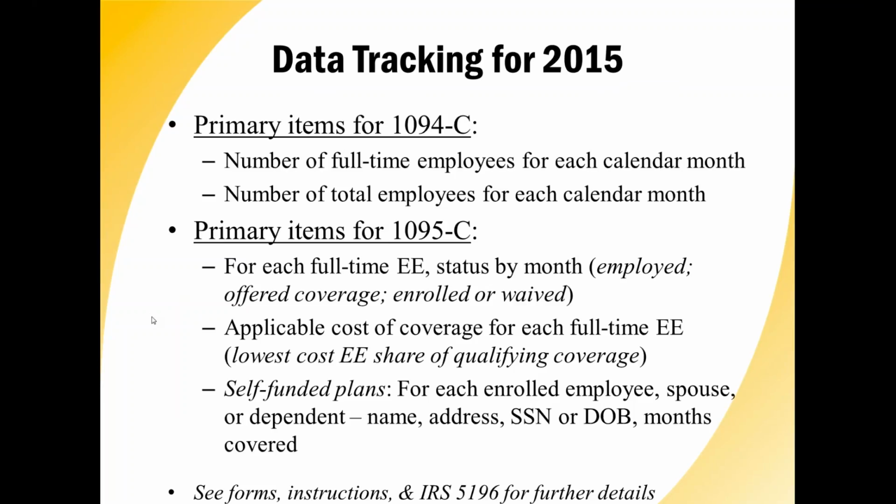On this slide, I list the primary, the basic categories of data that is needed. First, for the 1094C, which is much less data intensive than the 1095C that we're going to give to employees. But the data for the 1094C, most of it's just employer specific data. The two key items to be tracked are the number of full-time employees for each calendar month, effectively, which employees that are getting 1095Cs were employed full-time in the particular months during 2015. And then there's also a request for the total number of employees for each month, and I'll show you where those are on the 1094C.